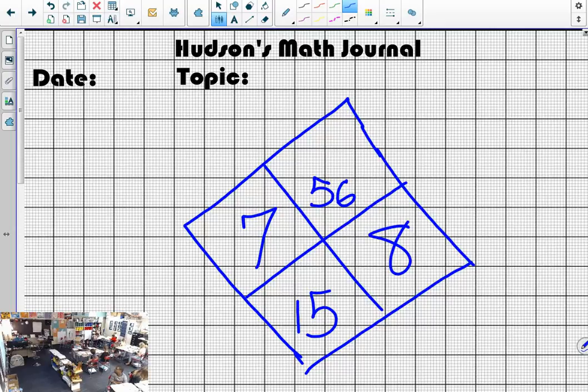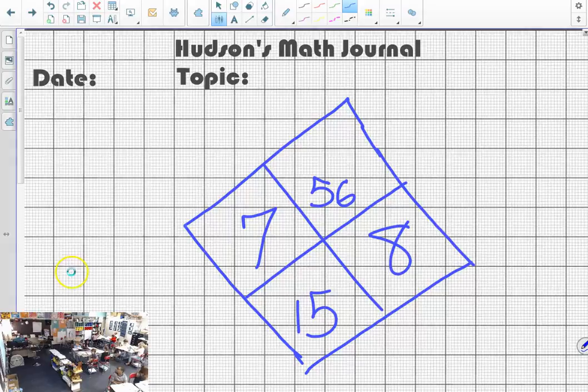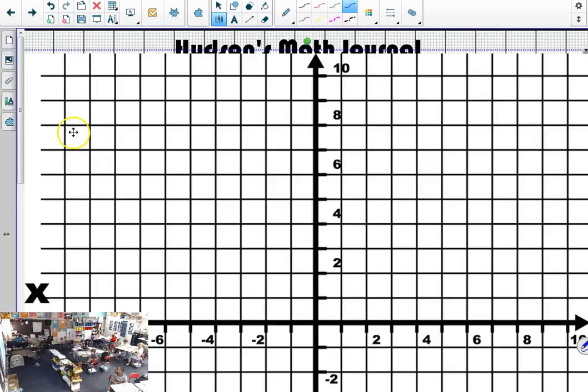Then all 4 points go on the same graph. So if we have one graph, like I can take a sheet of graph paper, make 2 big axes, and then that graph is what I put everything on. If my computer wouldn't freeze. There we go.